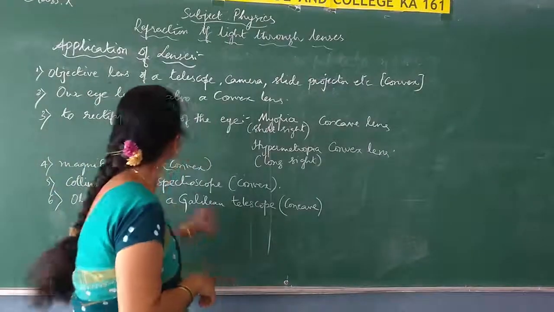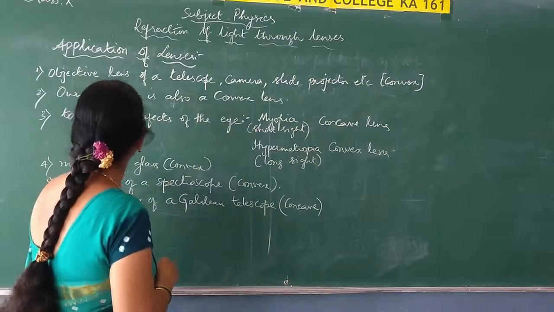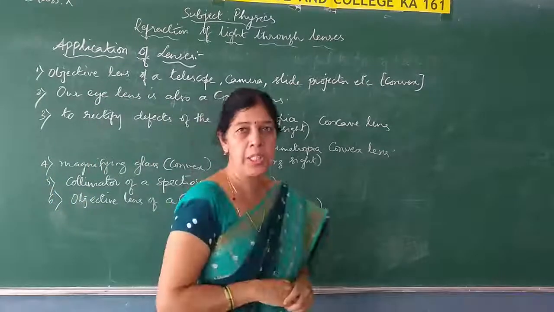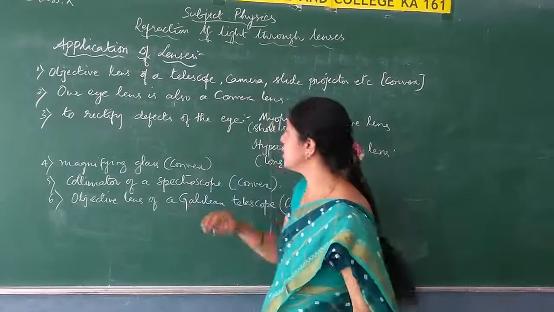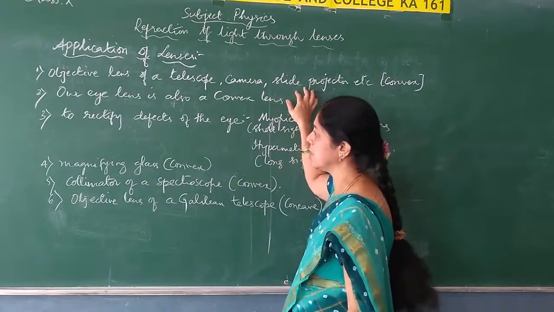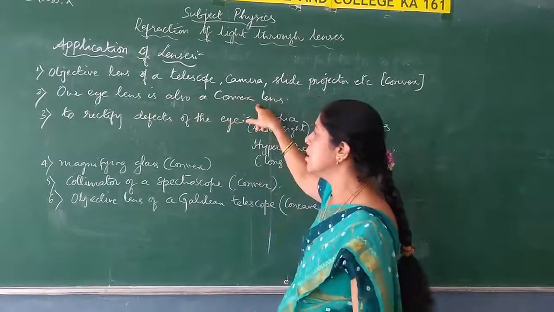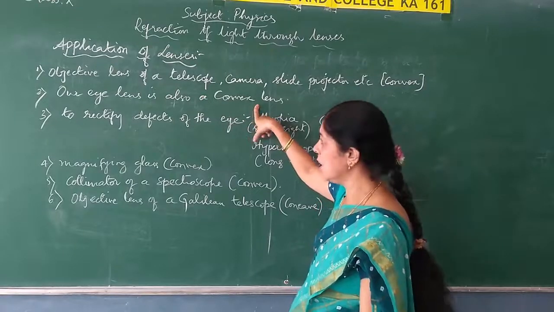Okay children, we shall now discuss some of the applications of lenses. So, lenses are used in optical instruments such as telescope, camera, slide projector, etc. In all these optical instruments, we are using a convex lens which gives real and inverted images. Then even in our eye also, there is a convex lens through which light passes through and an image will be formed on the retina.